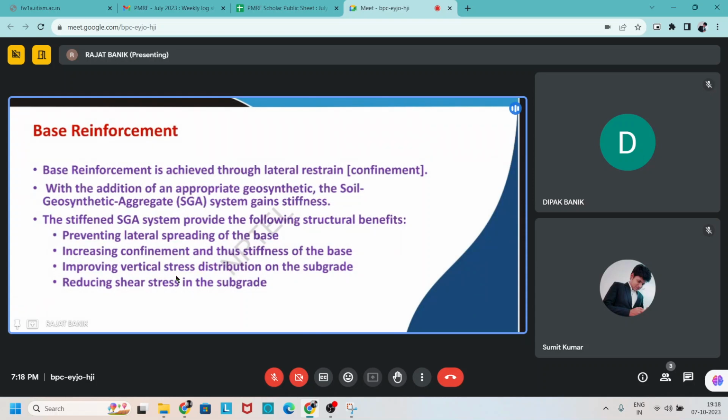These are preventing lateral spreading of the base, increasing confinement and thus stiffness of the base, improving vertical stress distribution on the subgrade, reducing shear stress in the subgrade. So these are the benefits due to the creation of the soil geosynthetic aggregate when we apply the geosynthetic material to improve the base reinforcement.